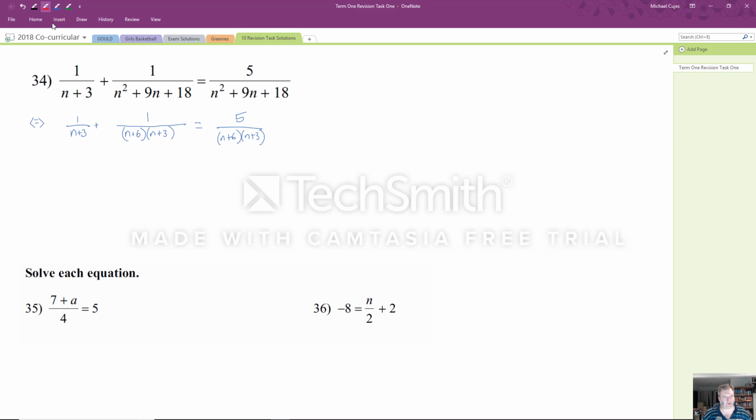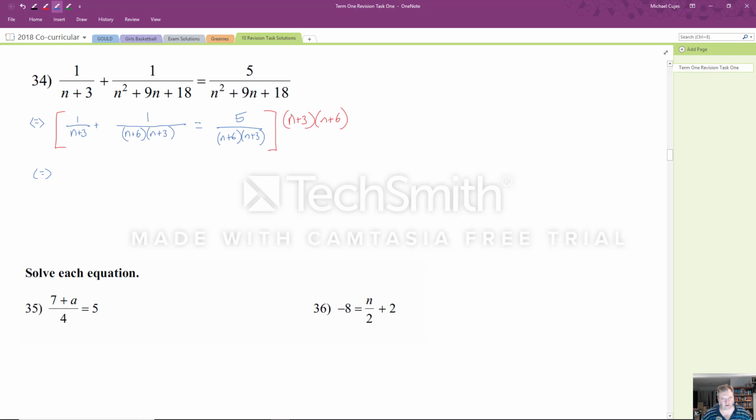Now, what do we want to do here? Well, I'm a little bit ticked off by those denominators, so let's get rid of them. Let's multiply by the common denominator, n plus 3, n plus 6. Going through term by term, evaluate and simplify.